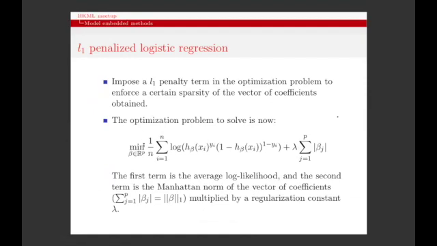So the optimization problem that we had when maximizing observed likelihood is slightly changed. Now we maximize the average log likelihood plus a penalty term that is a penalty constant lambda multiplied by the L1 norm of the vector of coefficients beta.